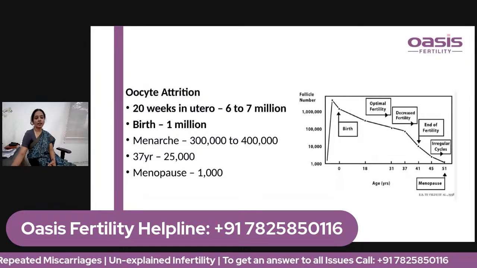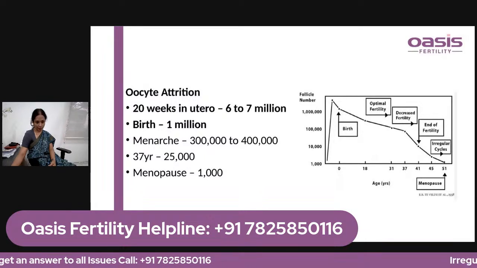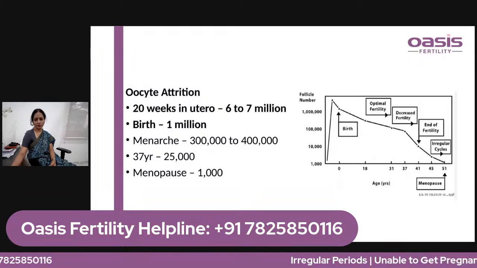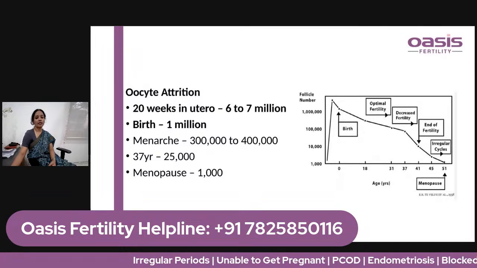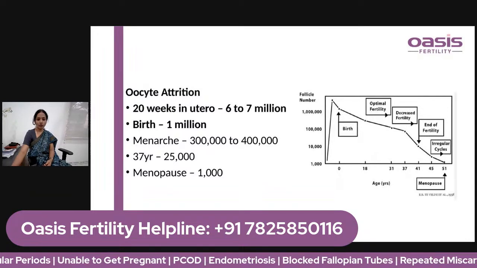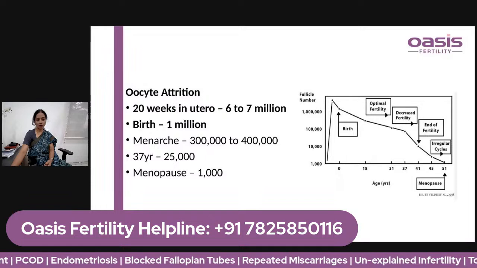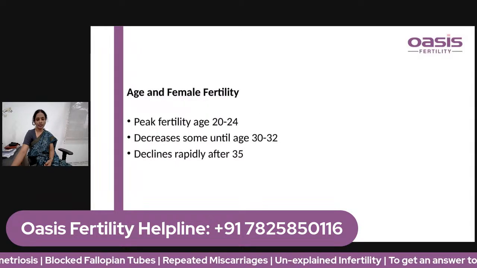By birth, the egg count is only around 1 million in the ovaries, and during menarche, it reaches some 3 to 4 lakh. After that, in the reproductive years, there is a significant decline, and by menopause it is only around 1,000. These eggs are also not recruitable eggs; it's just an immature egg that is there. So there is a significant loss of ovarian function as a woman is aging.